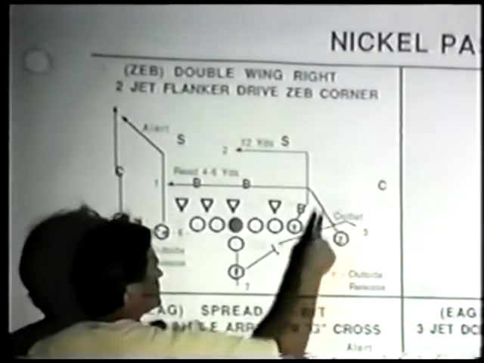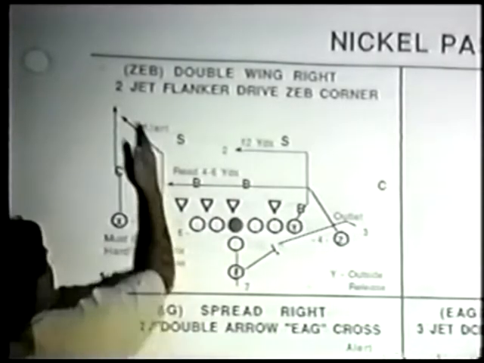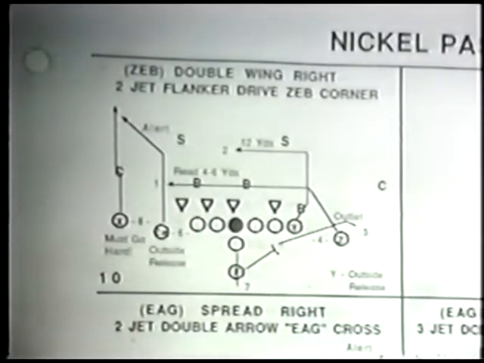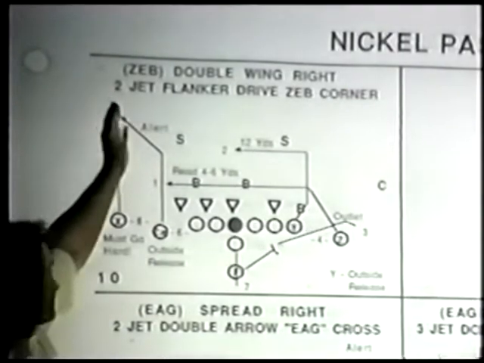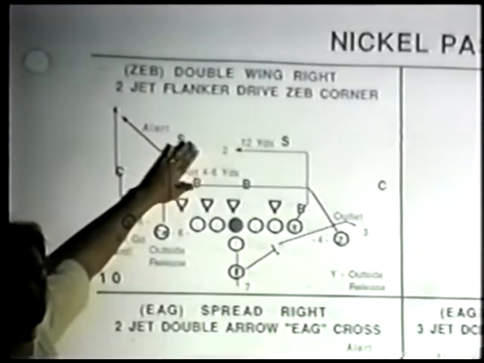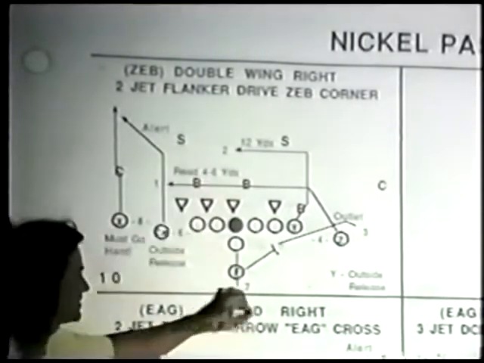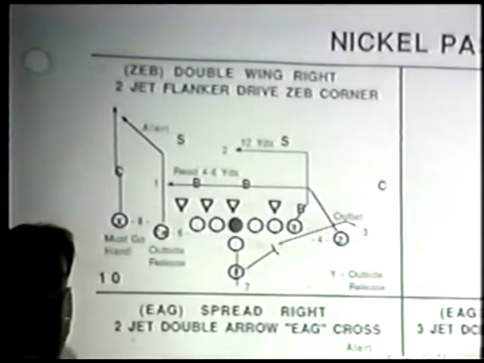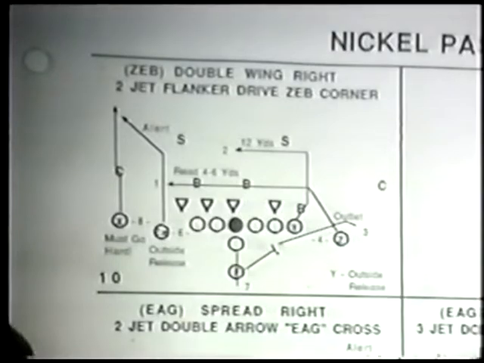Fullback, double check. Check down. That's your progression. 1, 2, 3. This man is simply a clear guy. Okay? All right? Outside release with the X. Later on, if we get great at this, we'll even think about this. Right now, we're working 1, 2, 3. Okay? 7-step throw. Call the play left. Back. Double wing left, 3-jet flanker drive, zebra corner. Good. Okay? Next play.